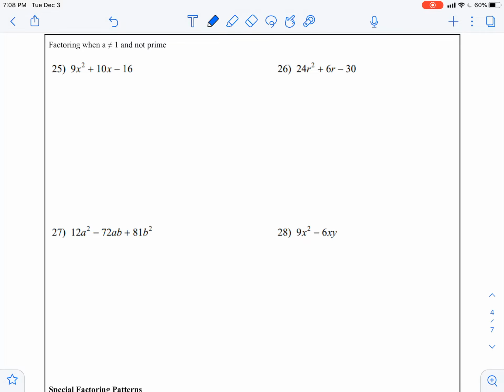Okay, and now we're ready for the real fun stuff. So this is when your A is not 1, but it's also not prime. And if you liked the AC method, we're not adding anything to it. This is still the AC method. You're not going to care whether we're doing the last video or this video. So we're just going to jump in and stick with the AC method.